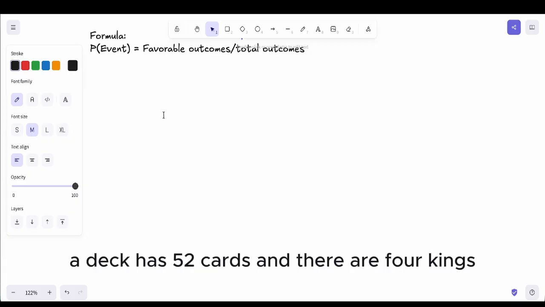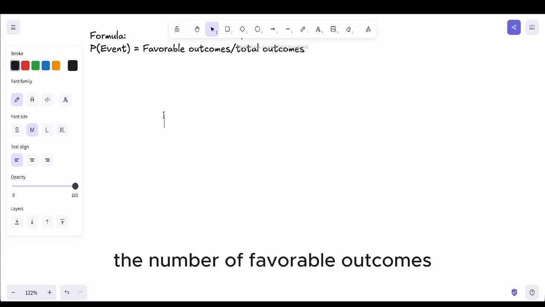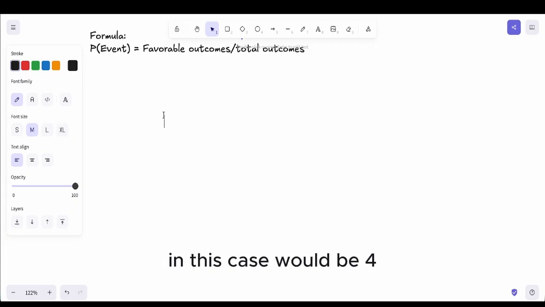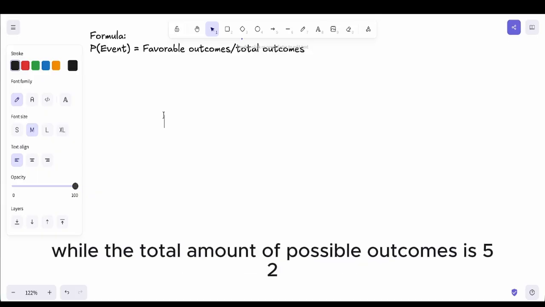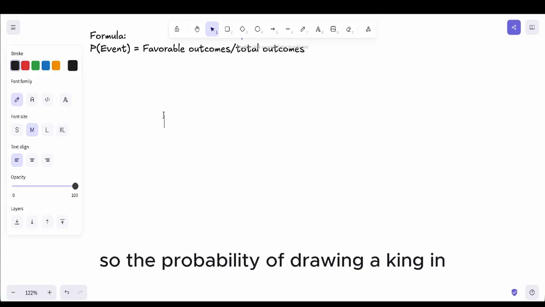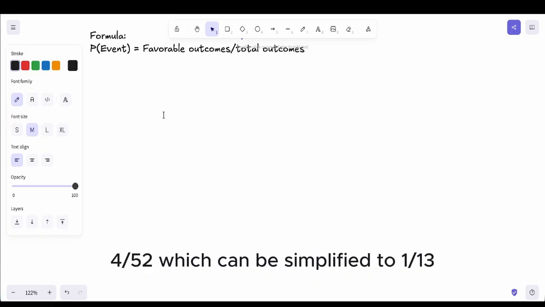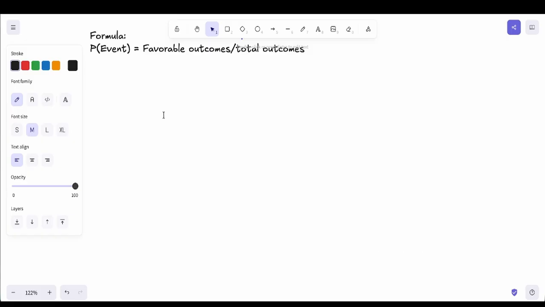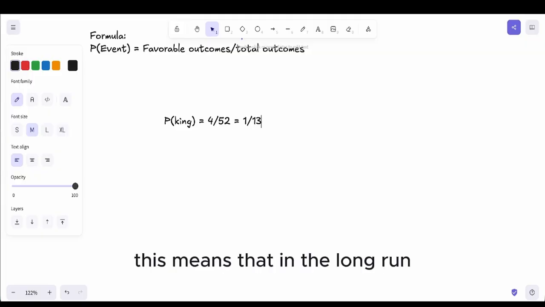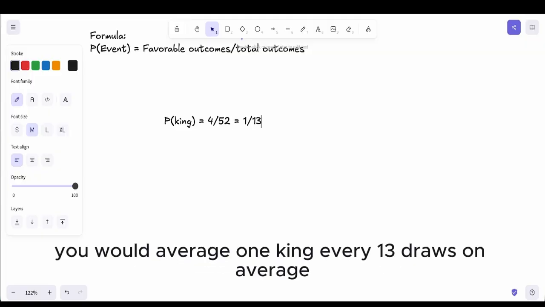A deck has 52 cards and there are 4 kings. The number of favorable outcomes in this case would be 4, while the total amount of possible outcomes is 52. So the probability of drawing a king in a standard deck of cards is 4 over 52, which can be simplified to 1 over 13. This means that in the long run, you would average 1 king every 13 draws.